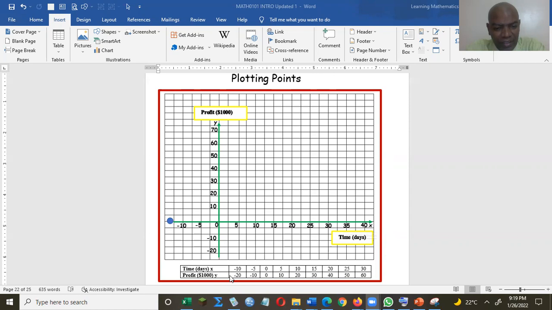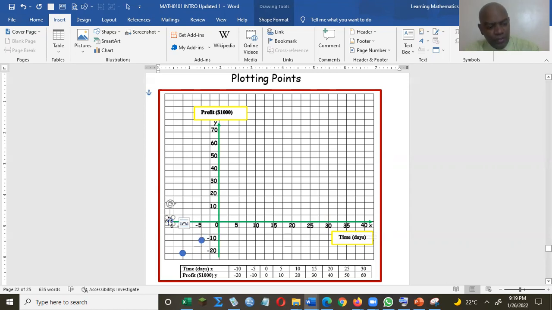So we want to plot -10, -20. So basically you proceed to go on the x-axis, you look for -10, and we look for -20 on the y-axis. So we have to go down to get -20, and here is the point, -10, -20. -5 days, that's 5 days before break even, and you make a loss of -10. So you need to look for -5 on the x-axis. So here we are looking for -5, and you go down to look for -$10,000.